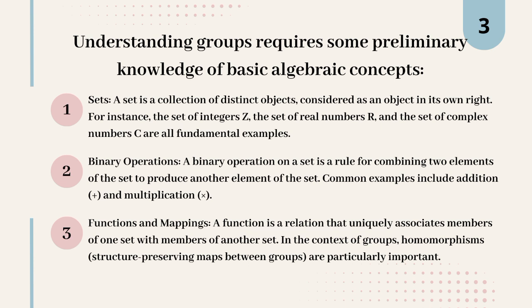Number three is functions and mappings. A function is a relation that uniquely associates members of one set with members of another set. In the context of groups, homomorphisms, structure-preserving maps between groups, are particularly important.